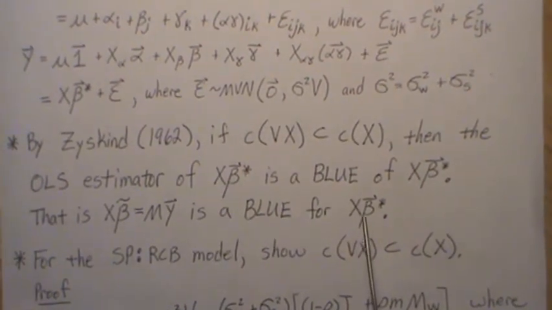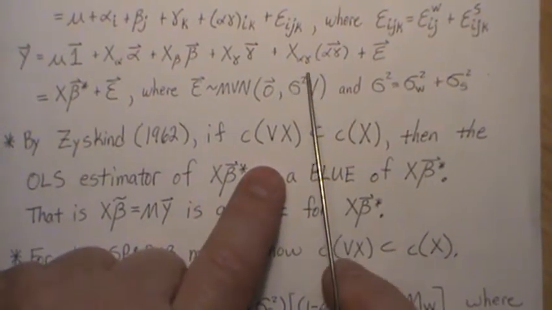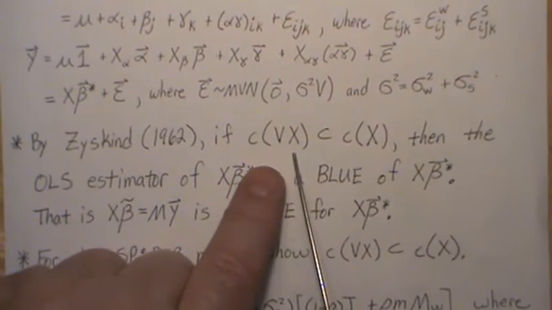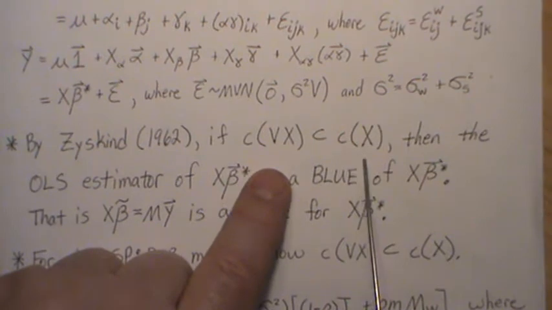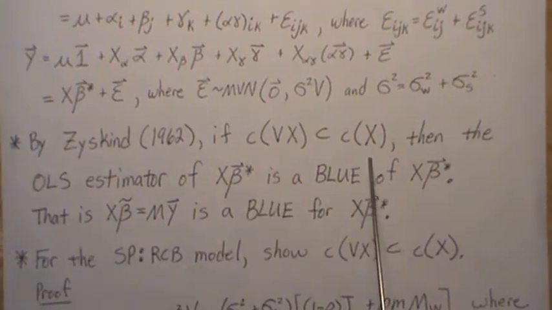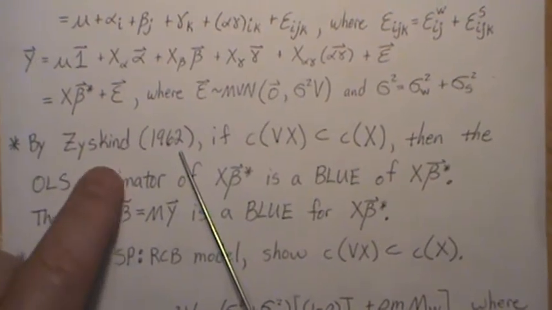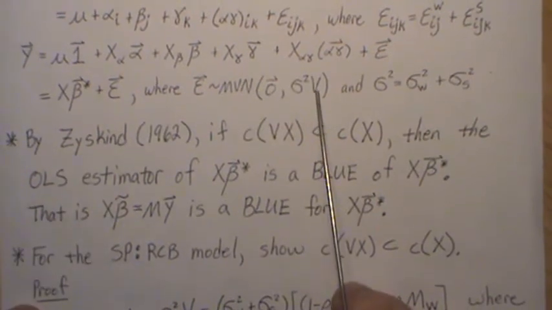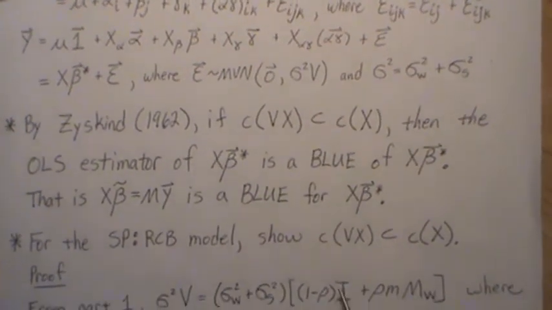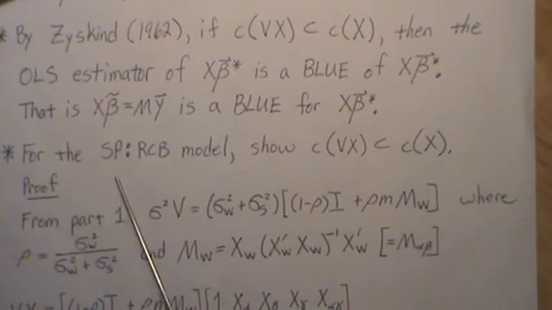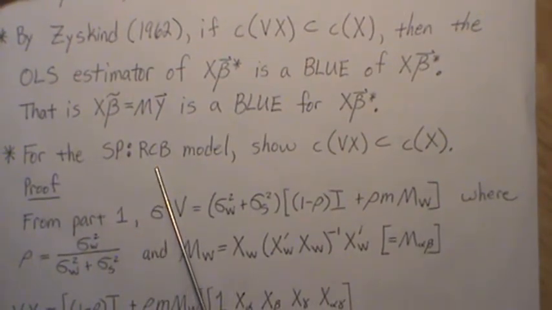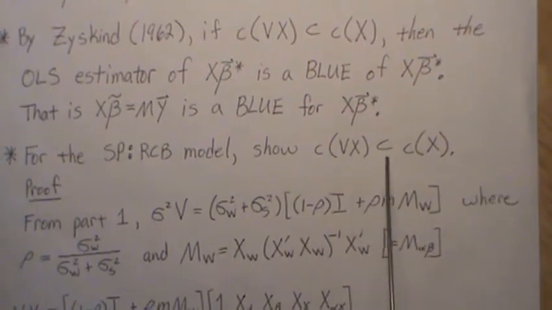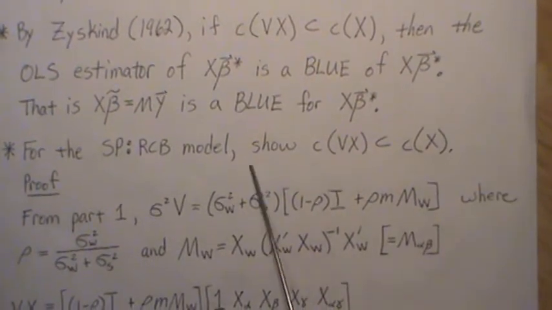And now, one quick note: before, we've always had an I here, and look at this. I times X is just X, and the column space of X is clearly a subset or subspace of the column space of X. So, by this theorem in this article, it's a BLUE, right? But when it's a generic covariance matrix, it's not always obvious. So let's prove that for the split plot model, randomized complete block model, we're going to show that the column space of V times X is a subspace of the column space of X.